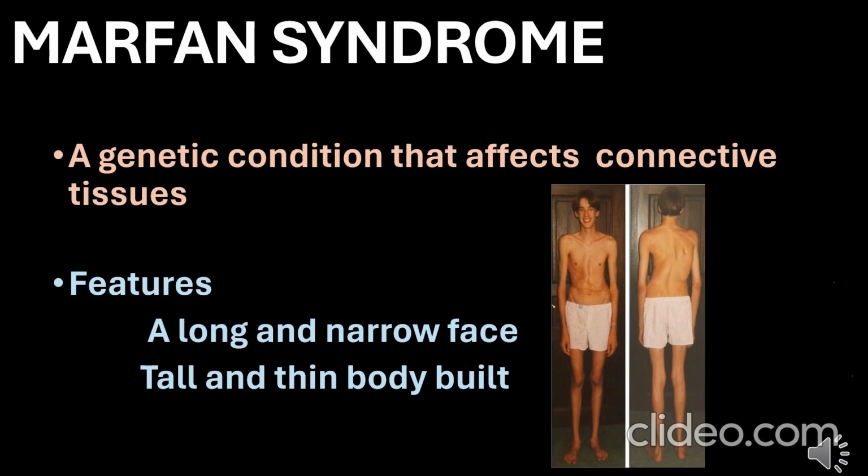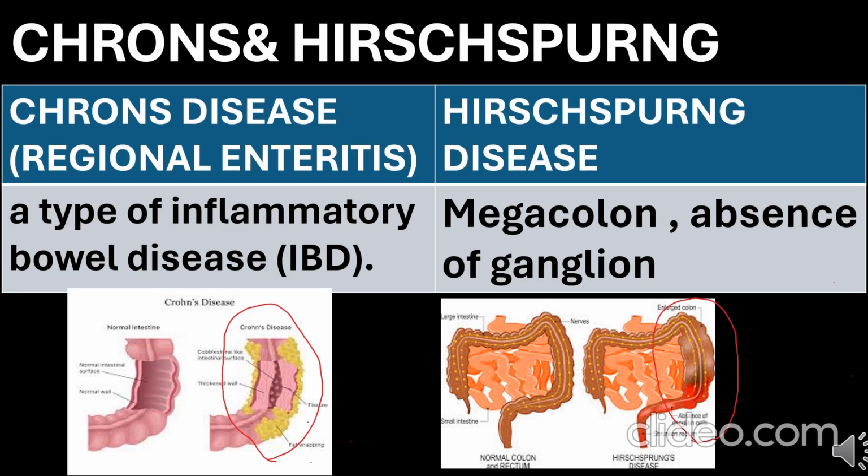Next is Marfan syndrome. This is a genetic condition that affects connective tissue. Features are long and narrow face, tall and thin body build. Crohn's disease and Hirschsprung disease. Crohn's disease is a regional enteritis. It's a type of inflammatory bowel disorder. And Hirschsprung disease is megacolon. It's absence of ganglion cells and failure to pass stools.